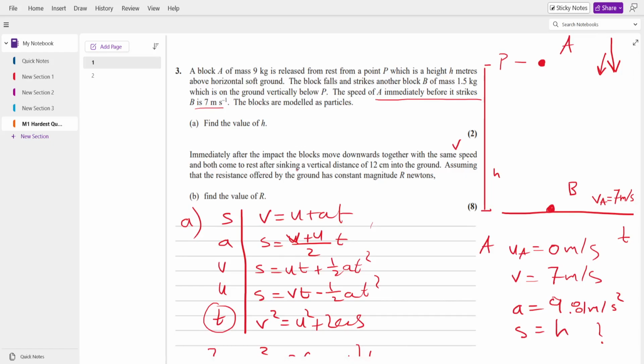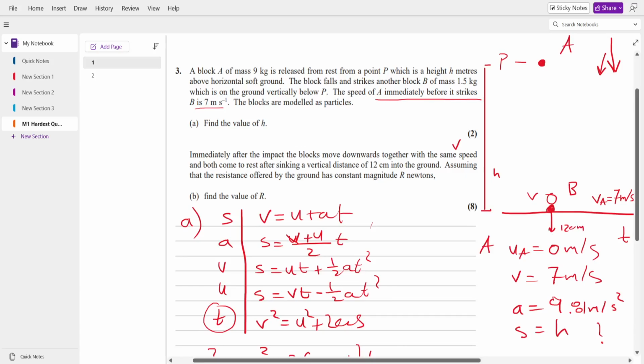And both come to rest after sinking a vertical distance of 12 centimeters into the ground. So let's imagine that this is mud. Now both blocks are here. They are moving with the same speed v, and they move for 12 centimeters before they stop completely. From here, we know that we started with some velocity v, and we ended with a velocity that is 0. So I have negative acceleration, or deceleration. So this is not a constant speed question. I have acceleration in this second part of the question.